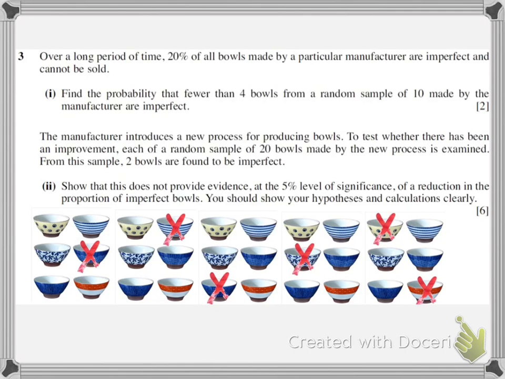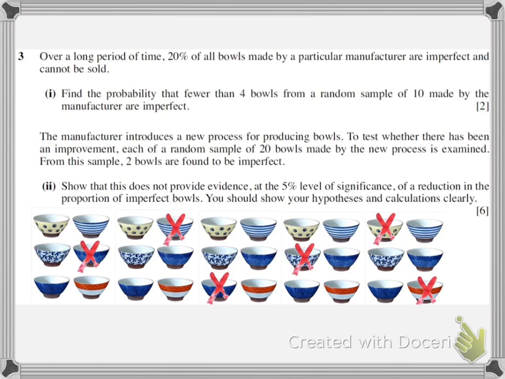Here we have another hypothesis testing question. We can see that towards the end of the question it does indeed involve hypotheses, and that suggests that we'll be able to use binomial distribution earlier on in the question. So over a long period of time, 20% of bowls made by a particular manufacturer are imperfect and cannot be sold. So as usual, I'm just picturing a whole load of bowls that have been made, and 20%, that's 1 in every 5, are going to be imperfect, and they're the ones that can't be sold.